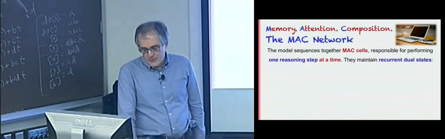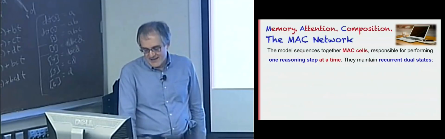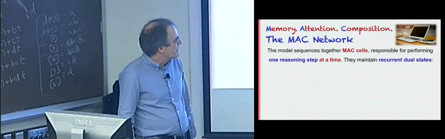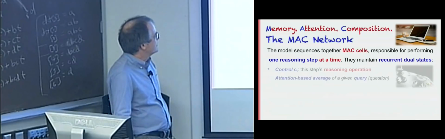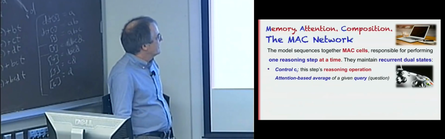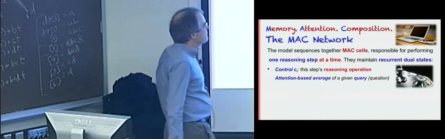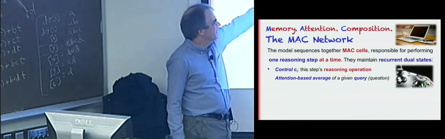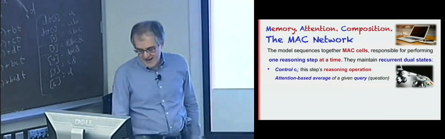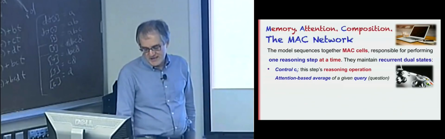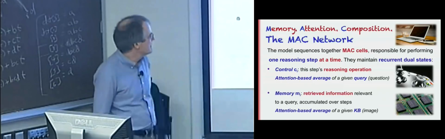Okay, so the model is sequencing together these MAC cells that do one reasoning step. And so what does the MAC cell have in it? Central to the MAC cell, we have two recurrent states. We have a control state that represents the reasoning operation. How we're going to represent the reasoning operation is as an attention-based average of the query, where our query is that textual question. And then we have a memory state.